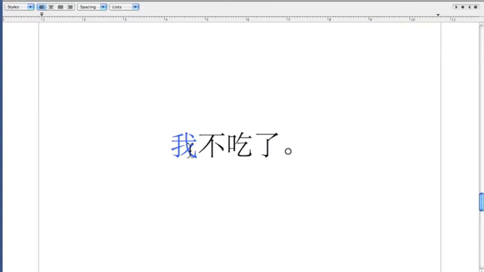I'm not eating. I'm not going to eat. We saw before that 了 makes something new information. So 我不吃了. I'm not eating. I'm not going to eat. I'm telling you now, giving you new information that I'm not eating. 我 means I. 不 means no or not. We've seen it before. 吃 means to eat. And 了 makes it news. 我不吃了.